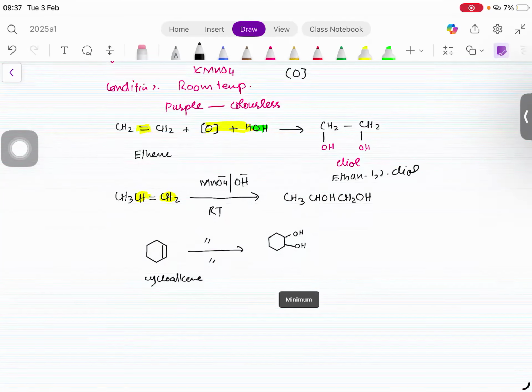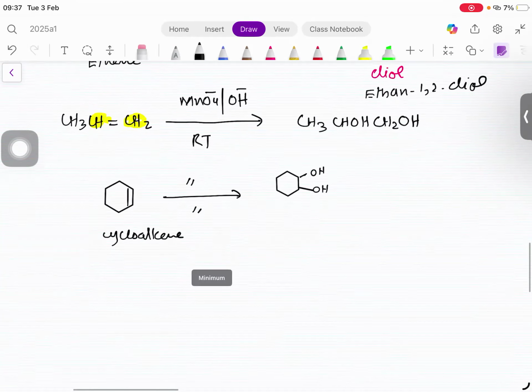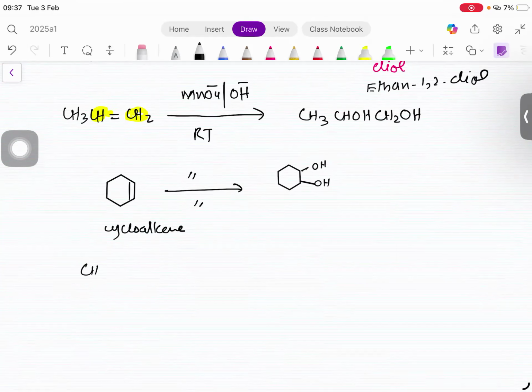Okay, so four OH will come. If there is more than one double bond, all of them will be like this: CH2, CH, then CH2, CH, double bond, CH2. So now here is OH, OH, OH, OH. So it's a tetraol that is going to be formed in this case.